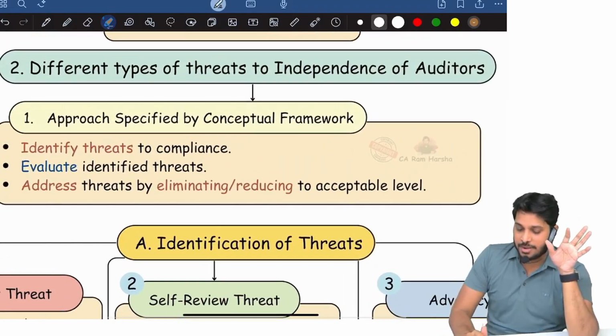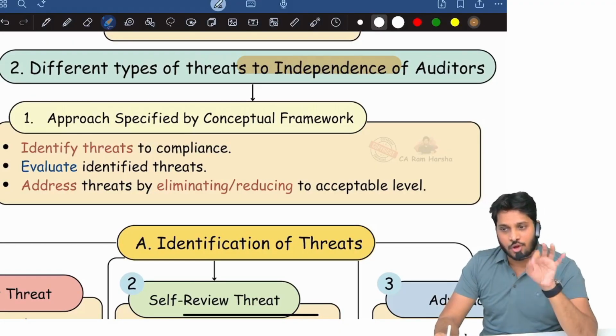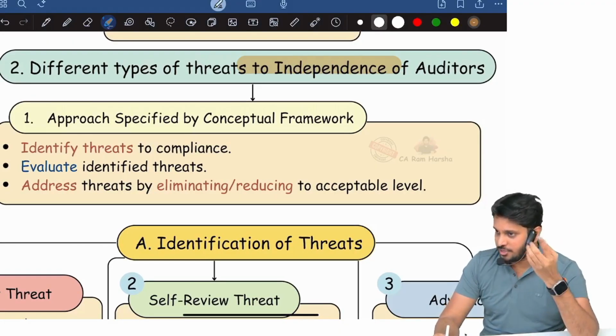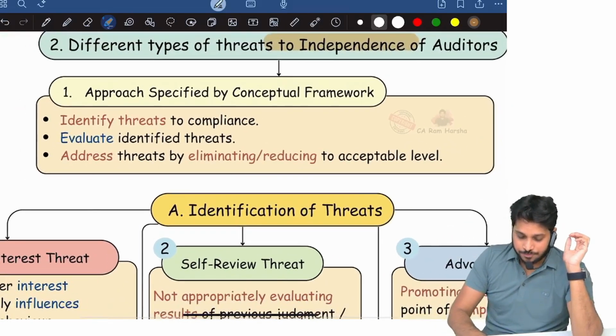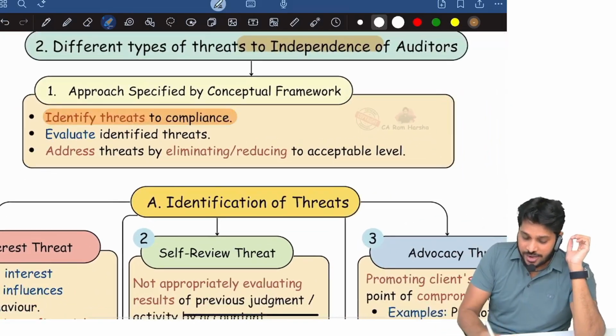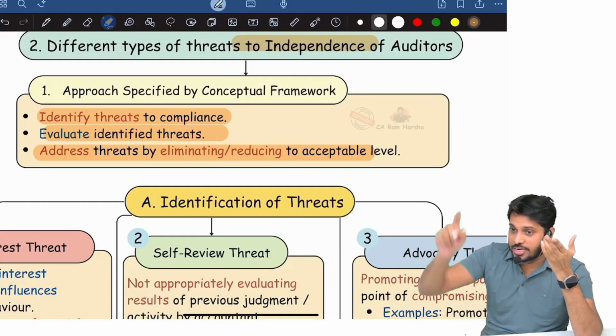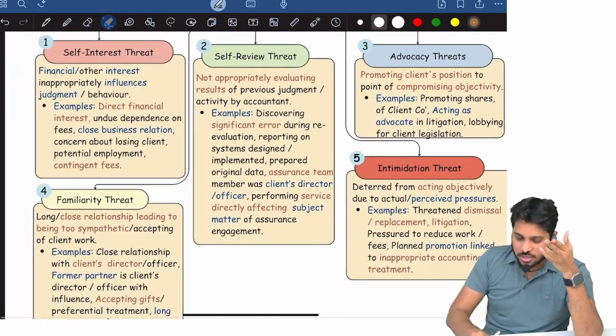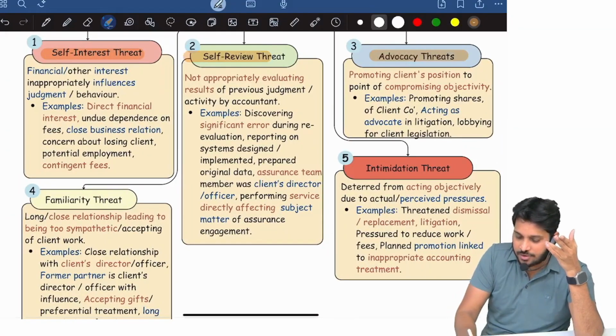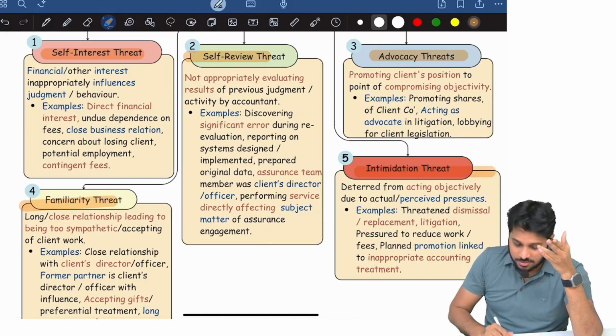Then coming to independence. Independence means what? Judgments of the auditor are not subordinate to others' wishes and directions. With respect to independence, you need to first identify threats, evaluate them, and address them by eliminating them or reducing them to an acceptable level. Threats are divided broadly into 5 categories: self-interest, self-review, advocacy, intimidation, and familiarity threat.